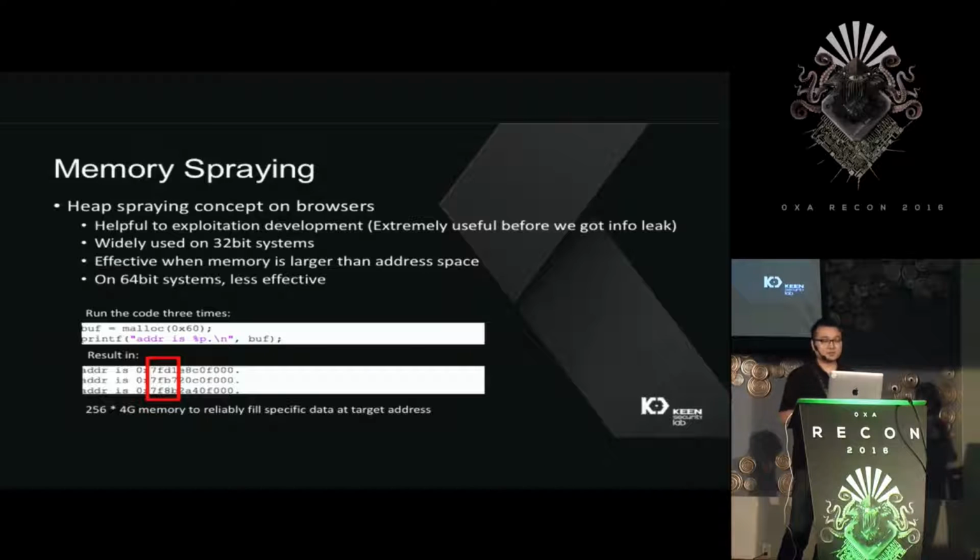On a 64-bit system, it will be less effective. This is because if you try to malloc some memory a lot of times, you can see that on macOS the 5th byte is always different and relatively random, so you need 256 multiplied by 4 gigabytes to have a reliable heap spray, which is not likely in the current situation.